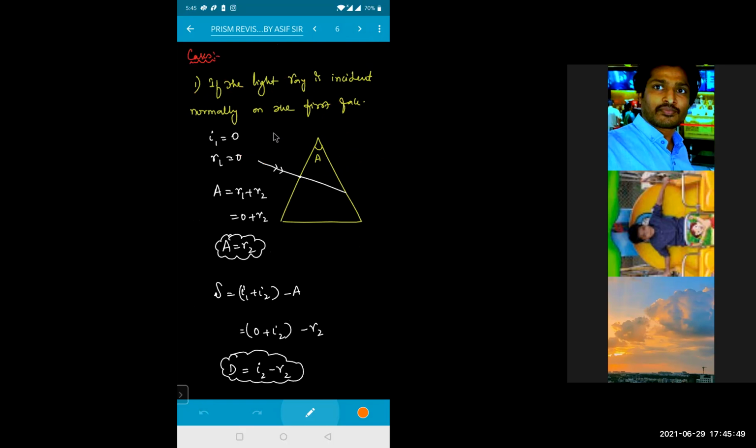If the light ray is incident normally, that means normally on the surface, then angle of incidence will become how much? 0. And R1 will also become how much? 0. So A is equal to R1 plus R2. R1 is 0, so R2 is A. So A will be equal to R2.